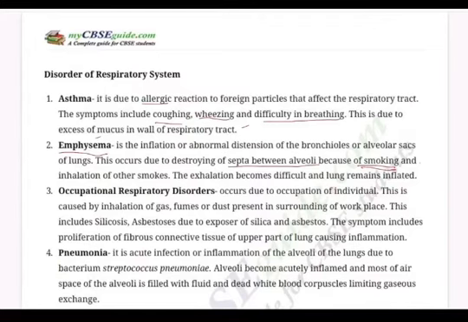And the third one, occupational respiratory disorders, we say ORD. It occurs due to the occupation of an individual. Like my occupation is teaching. What my respiratory disorder can be, since I write on your blackboard normally in regular classes with the chalk, a lot of chalk dust I inhale. So inhalation of chalk dust will interfere with my respiration. So this is caused by inhalation of gas.